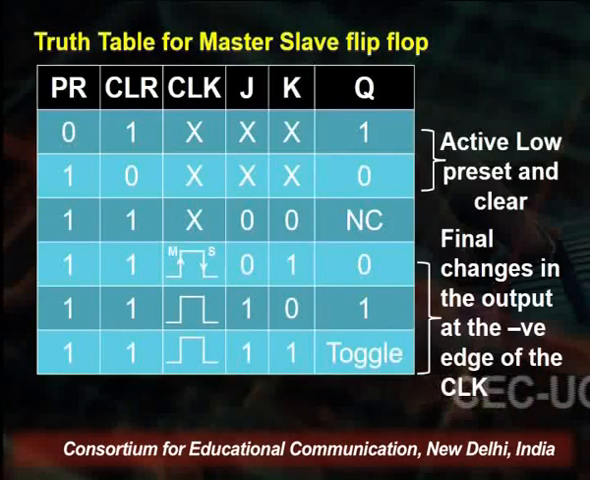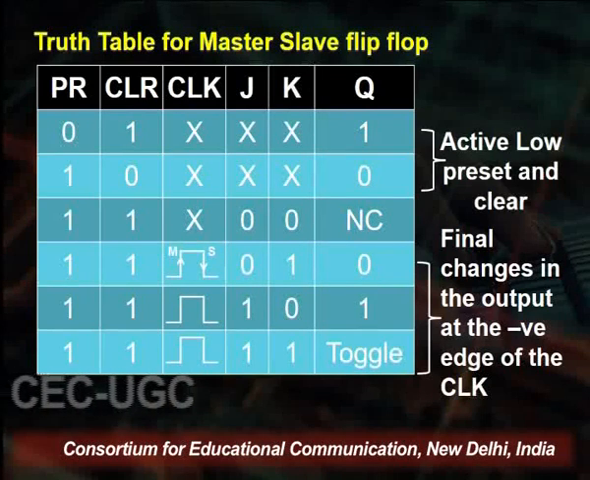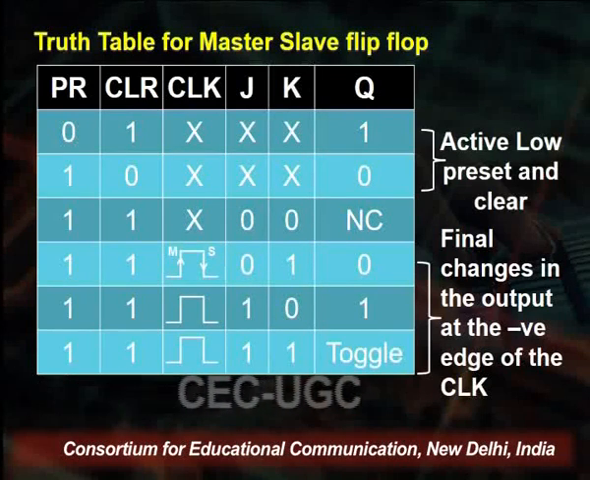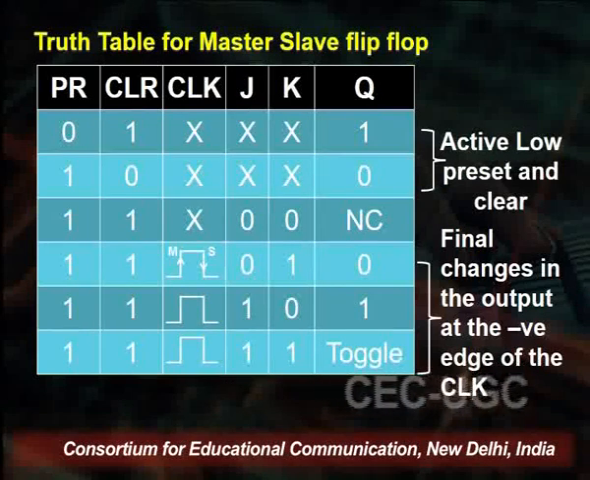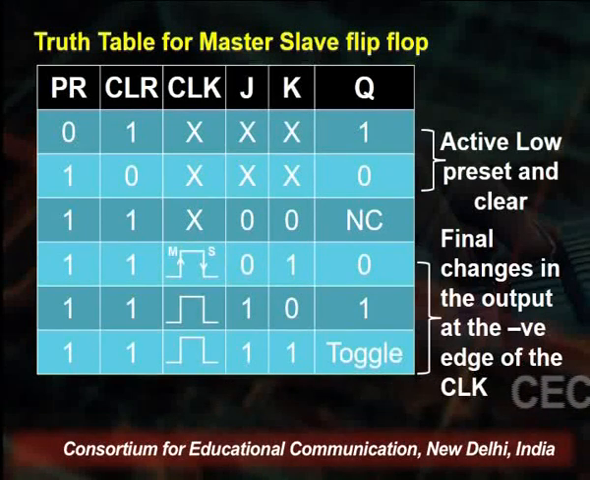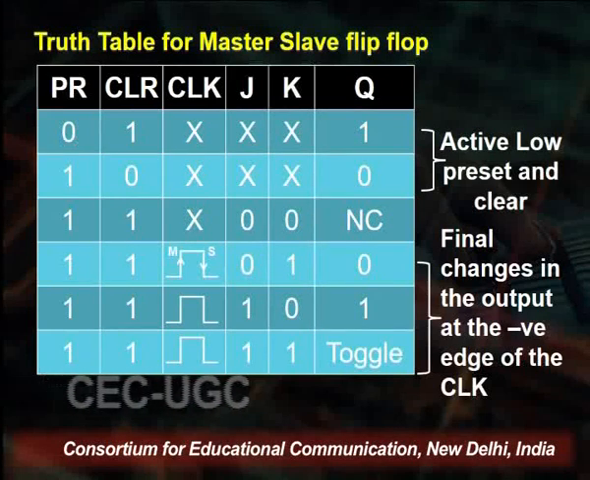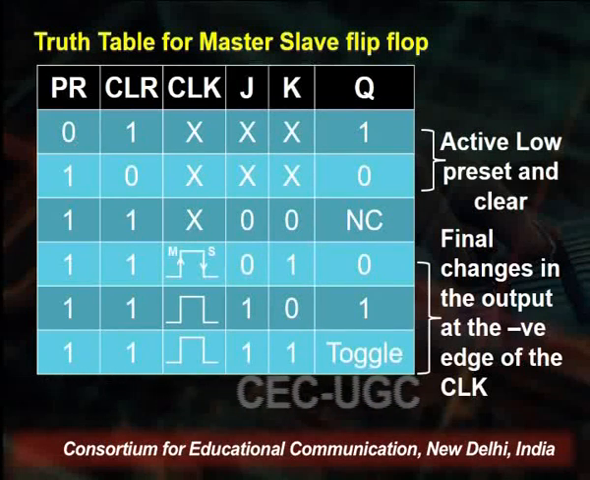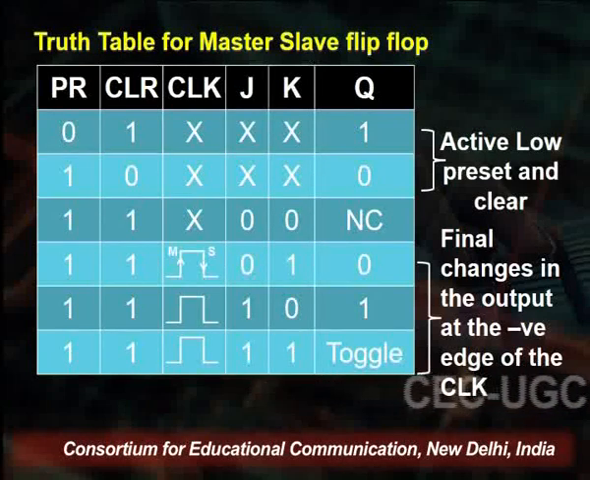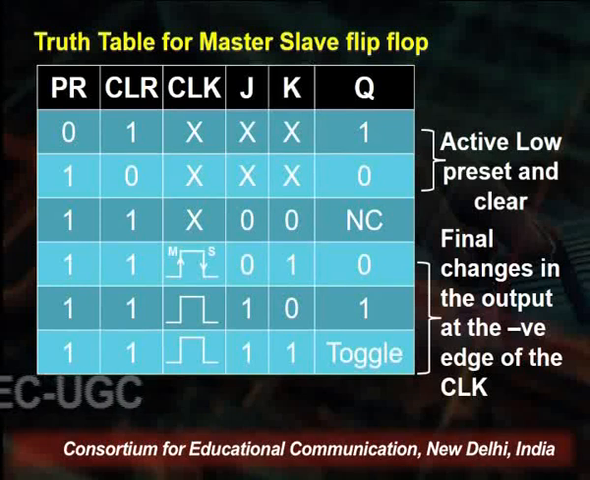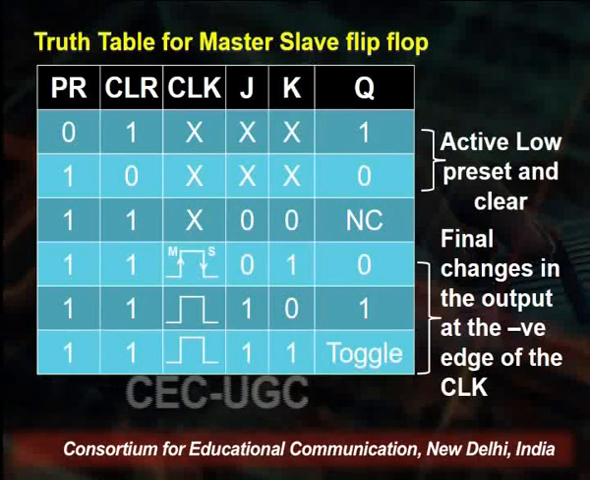So the truth table is shown again over here, and in this case, why is this truth table shown? Because we have introduced two new functions in this case. The first one is a preset, which is denoted by PR. Next one is clear, which is CLR. Clock, of course, we know. J we know, and K we know as the two inputs.